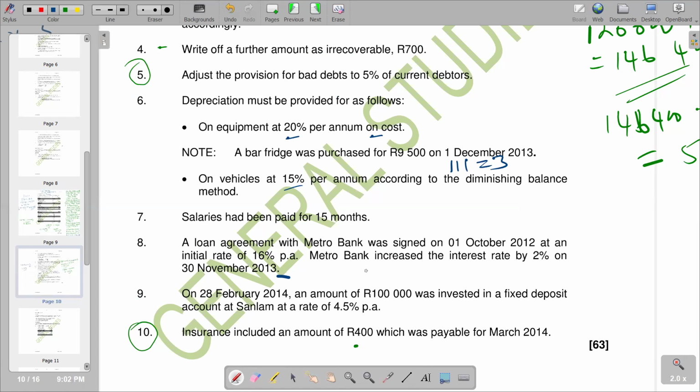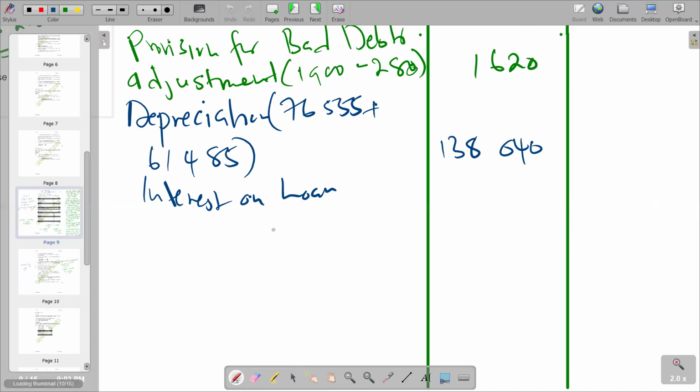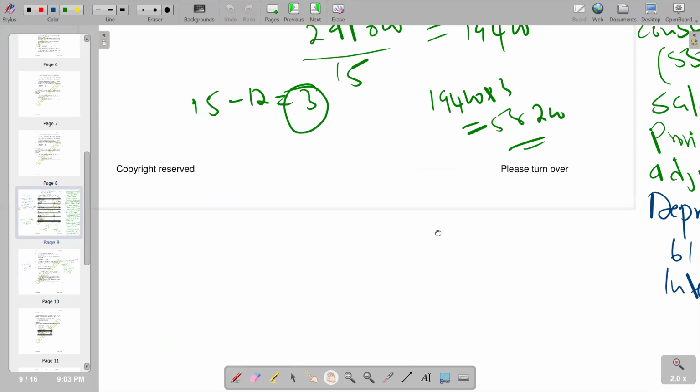So we are saying December, January, and February, 3 months, it was increased, and it was now 16% plus 2%, which is 18%. So we are going to calculate interest on loan. Before the increase, it was 12 minus 3, which is 9 months. And then after the increase, it was 3 months. So we are just going to take the figure for loan that we have, and make a calculation and a proportion in terms of the months.